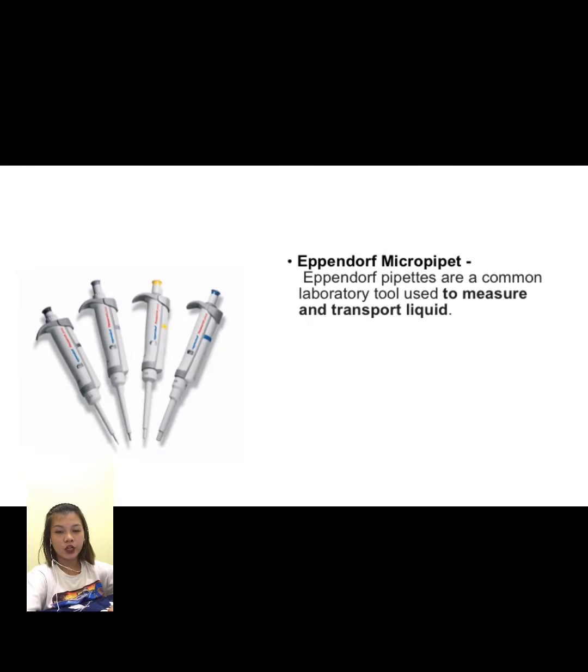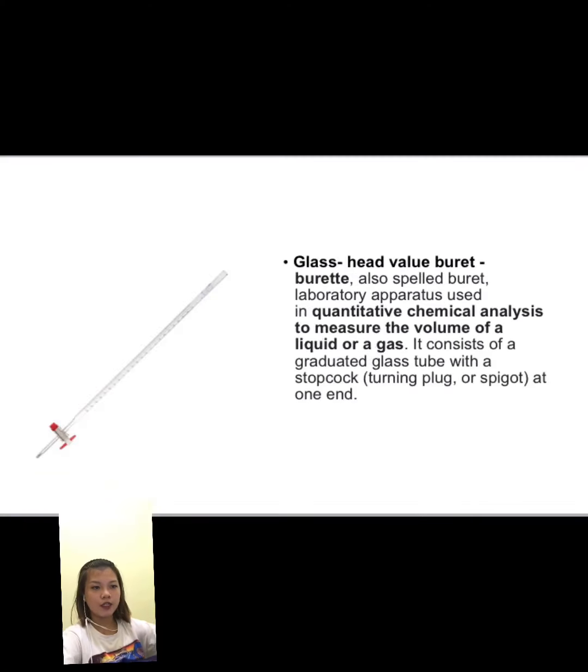Next is Eppendorf micropipette. Eppendorf pipettes are common laboratory tools used to measure and transport liquid. Next is glass stopcock burette. A burette, also spelled buret, is laboratory apparatus used in quantitative chemical analysis to measure the volume of a liquid or a gas. It consists of a graduated glass tube with a stopcock, turning plug or spigot at one end.